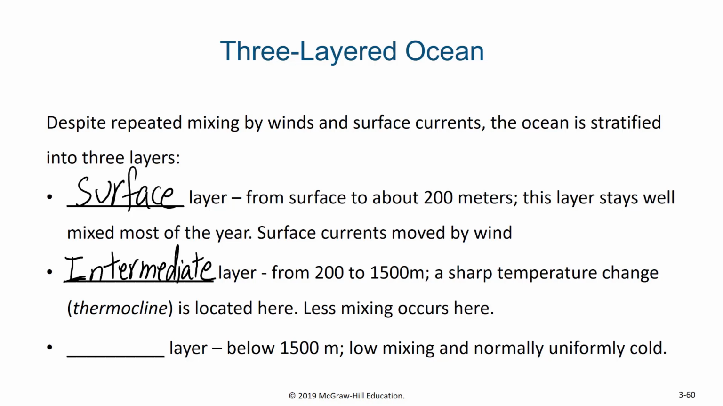A noticeable feature of the intermediate layer is a sharp temperature change, or thermocline. The water is more uniformly dense here, and so there's very little mixing. After the intermediate layer, we have the bottom layer, which is below 1500 meters, and there's very low mixing, and it's normally uniformly cold down there. Sometimes this cold, deeper water will upwell in certain areas, but for the most part, it is consistently denser than the surface and intermediate waters.